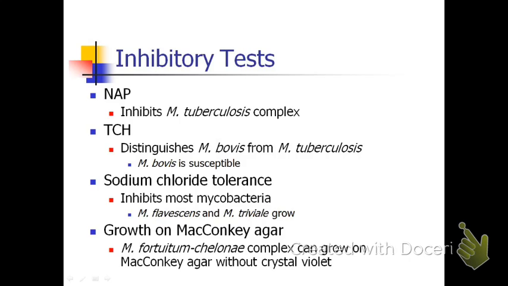Usually Mycobacterium bovis would have a zone of inhibition, which means that they are susceptible to TCH, whereas Mycobacterium tuberculosis would be resistant. Then, the sodium chloride tolerance test, because sodium chloride would inhibit most Mycobacterium except for the flavescens and triviale species. And then, the growth on MacConkey agar. Interestingly, the Mycobacterium fortuitum-chelonae complex are some of the few groups that could grow on MacConkey agar. However, the MacConkey agar should be devoid of crystal violet.